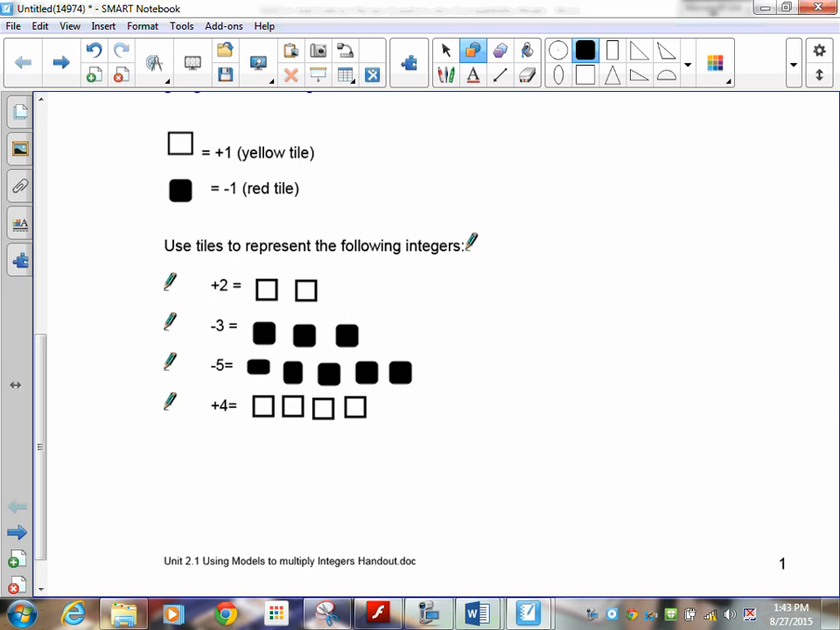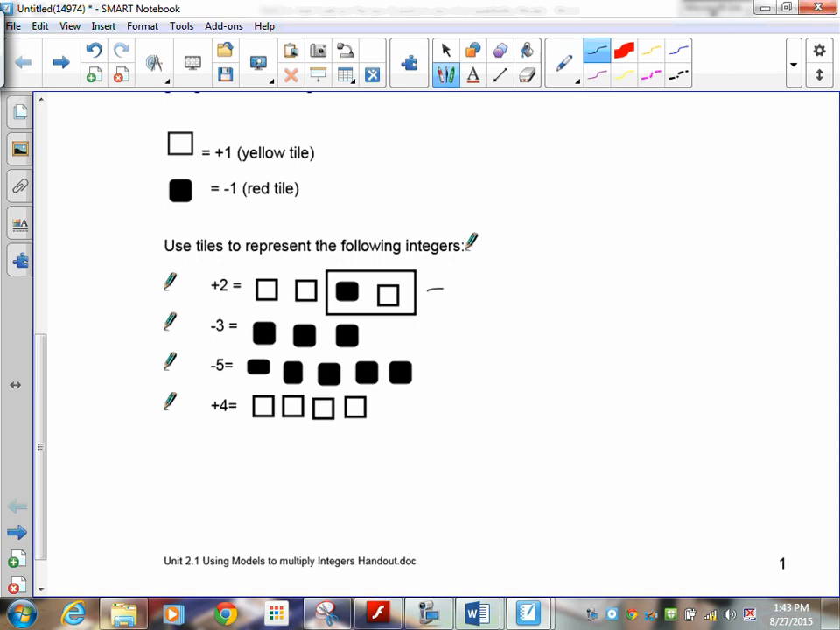Now, we can change some of this. We don't have to use positive 2 as only two positives. I can add a negative and a positive to this one. And you'll notice that these two things right here form a zero, don't they? So when you do your canceling, you'll realize that that is actually still positive 2. All right, turn your page.